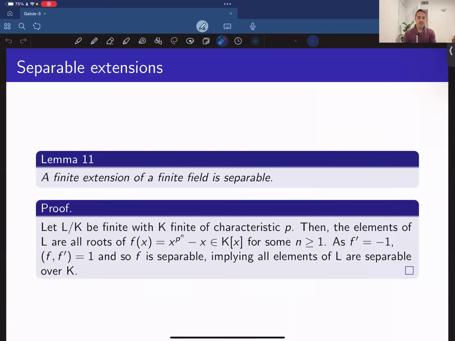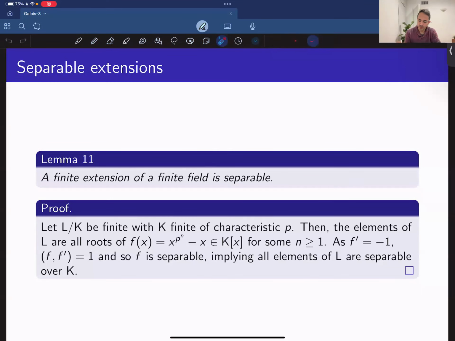Now, in characteristic p larger than 0, it's not that all extensions are separable. In fact, if you consider finite extensions of finite fields, these are always separable. And that's why also in Galois theory you don't see much of separability even when you consider positive characteristic, because usually in positive characteristic you work with finite fields and look at finite extensions of them.